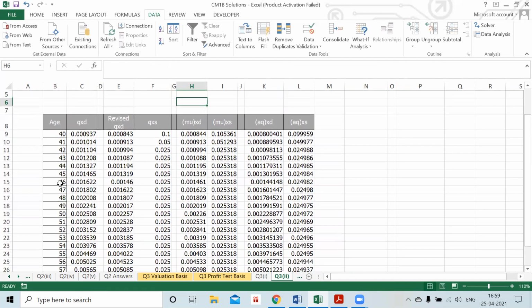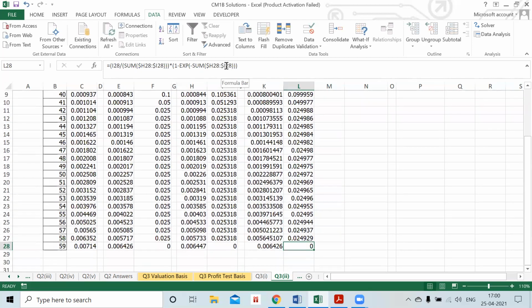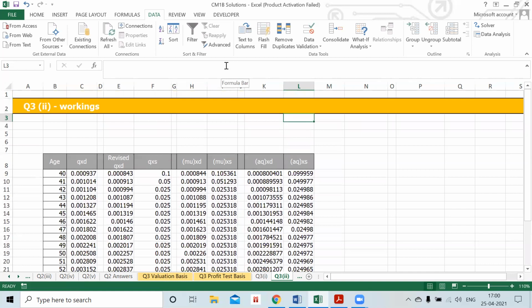Mu XD we know is nothing but minus of ln of 1 minus QXD. Mu XS is again the same, and AQXD is nothing but the formula which we know, mu XD divided by mu XD plus mu XS into 1 minus e to the power minus (mu XD plus mu XS). And same for AQXS as well. So this calculates the dependent rates of mortality and surrender for us.